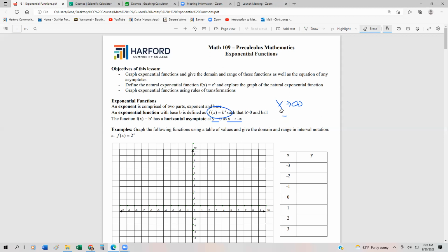Okay, so the first thing we're going to do is graph a few of these exponential functions just to take a look at what they look like. We're certainly going to verify what the graphs look like by using some sort of technology. So let's graph this function, f of x equals 2 to the x, and let's give the domain and the range in interval notation. And then we're also going to take a look at what the equation of the asymptote might be.